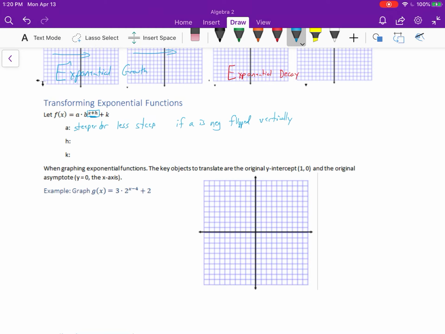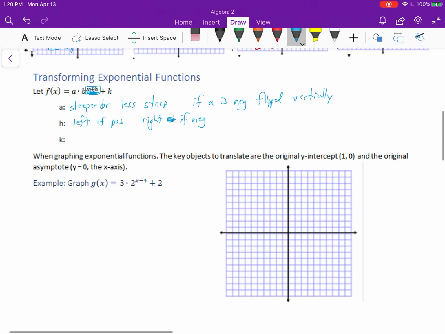H, so we're adding something inside the function. We're adding something to x before we actually use that exponent. So the h is going to move it left or right, and if h is positive, it moves left. And if h is negative, it moves right. We've discussed that before, and I do say that a little bit differently in some textbooks. I'm putting a plus in there. It's really the value that makes this equal to 0.